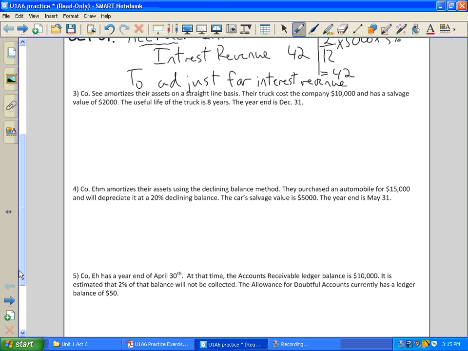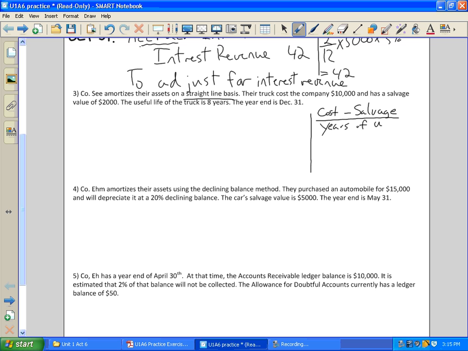All right, so we're going to use something called the straight line basis, which is pretty straightforward and pretty simple. Company C amortizes their assets on a straight line basis. Their truck costs the company $10,000 and has a salvage value of $2,000. The useful life of the truck is 8 years. The year end is December 31st. Well, if we're using straight line basis, our formula is going to be cost minus salvage value. I'm just going to write the word salvage. And you divide that by years of use.